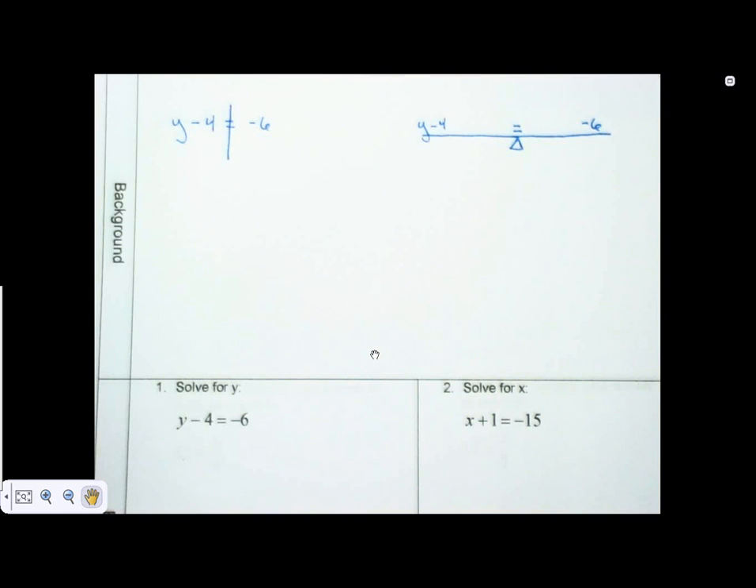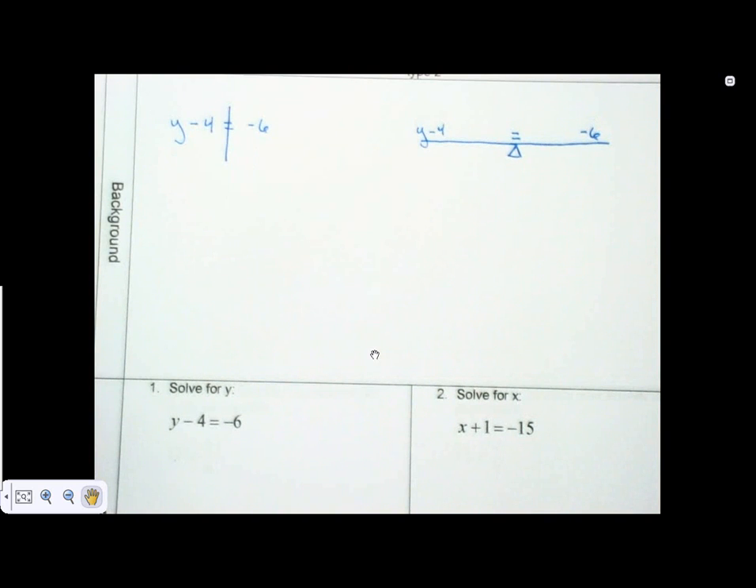Hello and welcome. In this video we'll be discussing how to use the addition property of equality to solve equations. So let's begin with number 1.